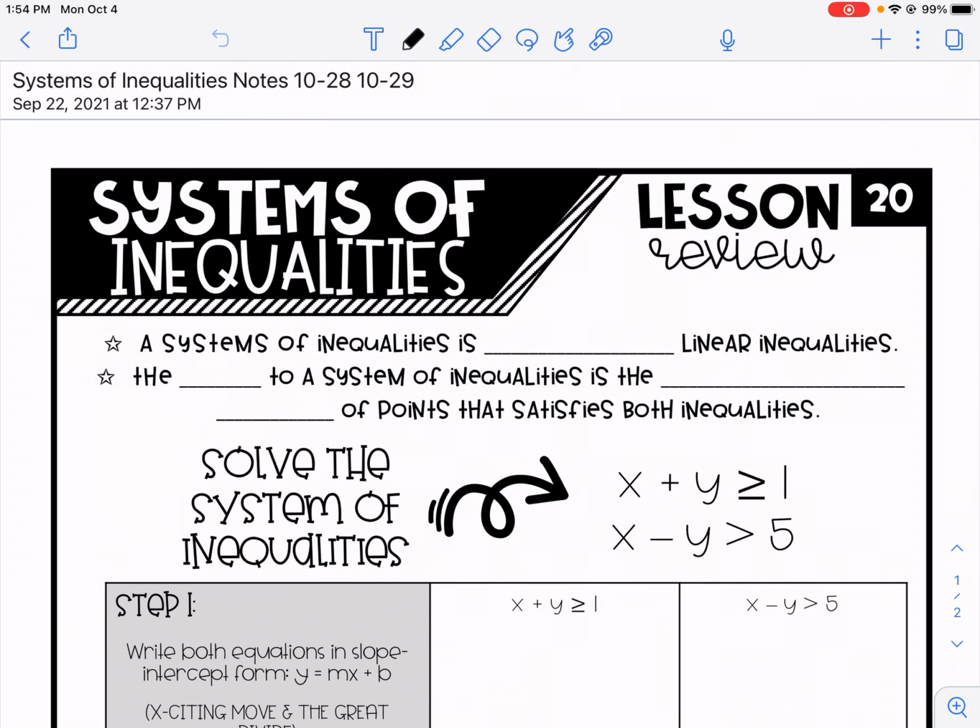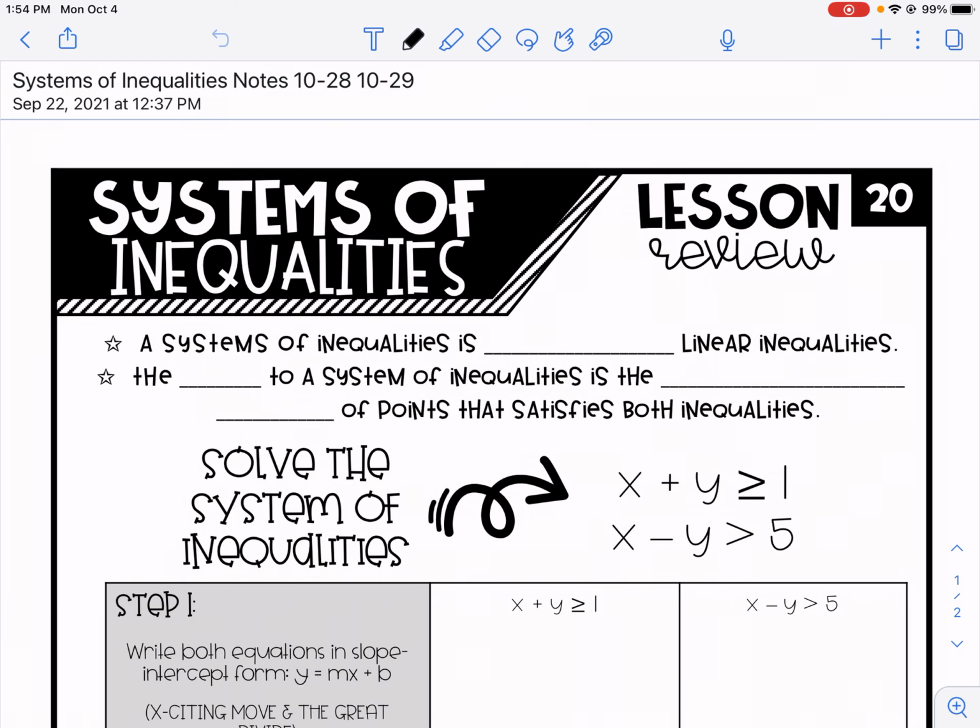All right, guys, we are going to do systems of inequalities. So we are going to graph our inequalities just like we did the other day. And then we're going to do our shading and find where the shading overlaps of our two inequalities, okay?